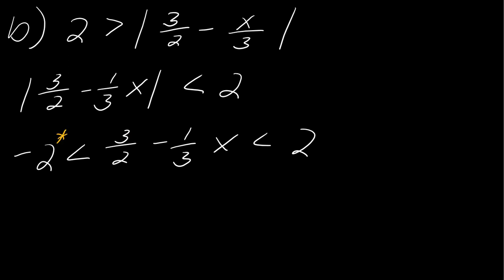So what I'm going to do is multiply every single part of this problem by 6. And you have to multiply everything or you're going to change the value of the problem. So negative 2 times 6 is negative 12.